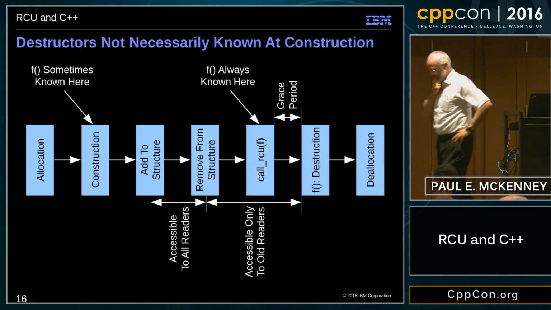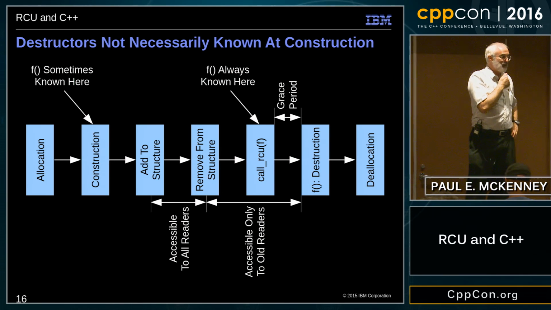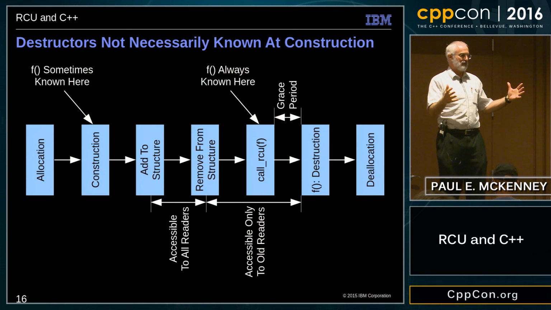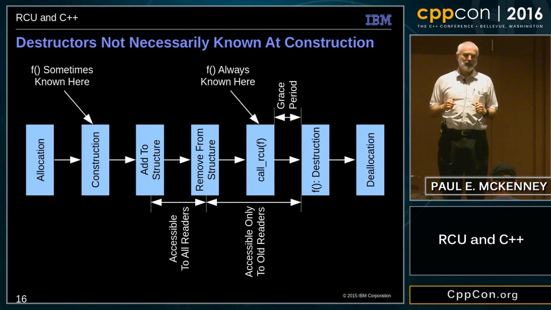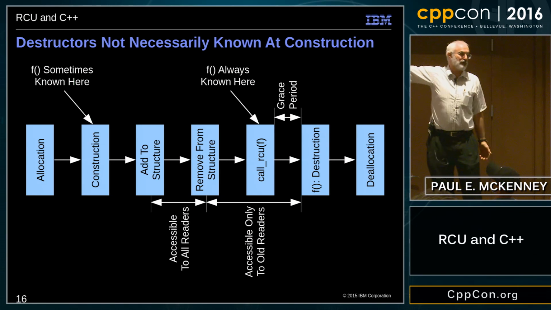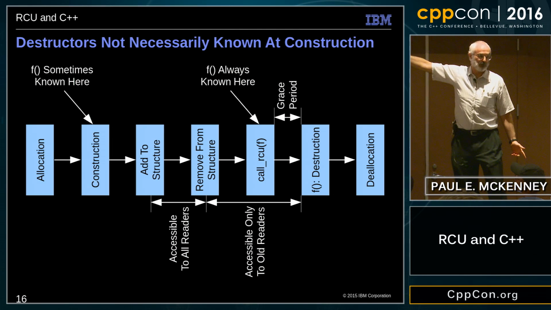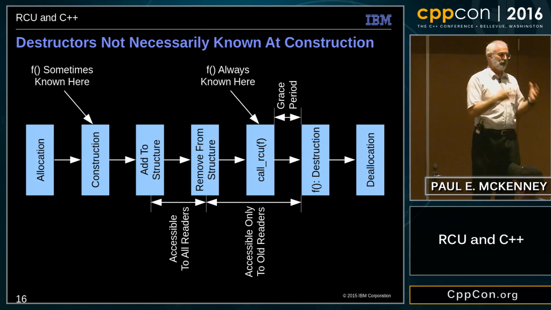The problem is, what you'd like, and it happens a fair amount of the time, but not always, is you'd like the shape of that function to be known at compile time. And you'd like it at least to be known at construction time. But a fair amount of time it is not known until you actually do the call_rcu, because what you want to do may depend on the state of the system.